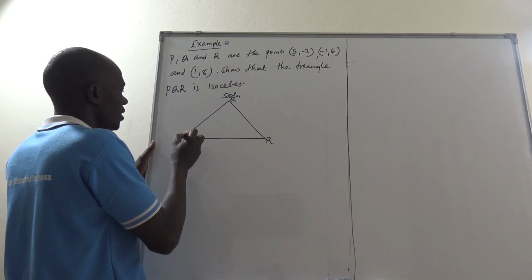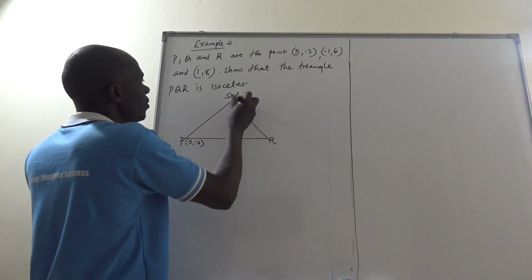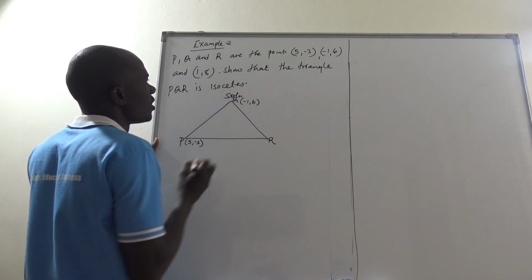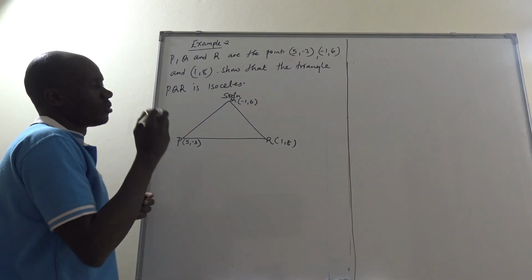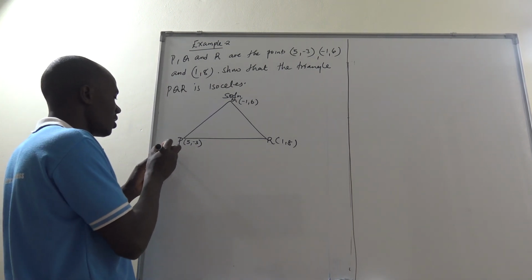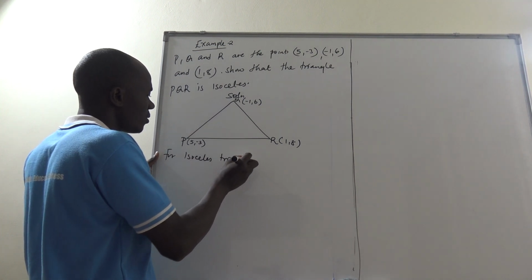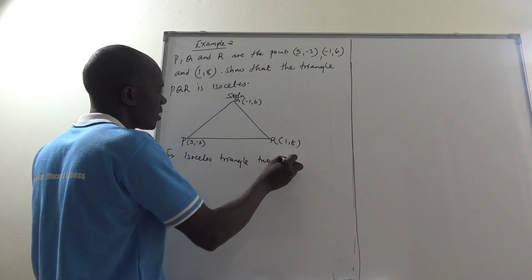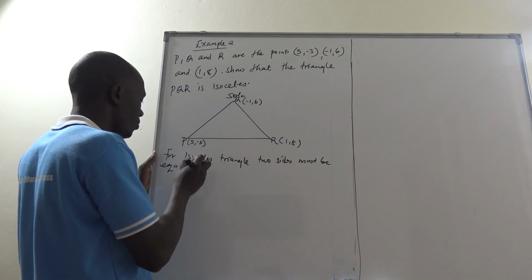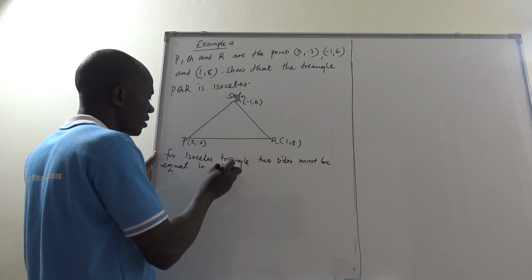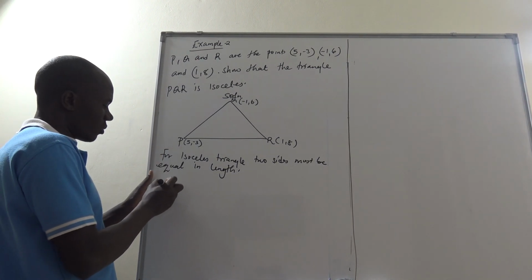Do we know point P? Point P is 5, -3. Do we know point Q? -1, 6. Do we know point R? It is 1, 8. So if we want to prove it, say for an isosceles triangle, two sides must be equal in lengths. So I want to start now by proving. I want now to get the length PQ.